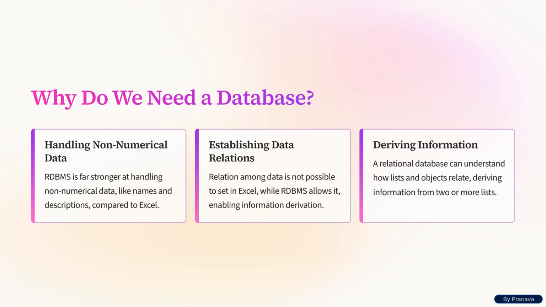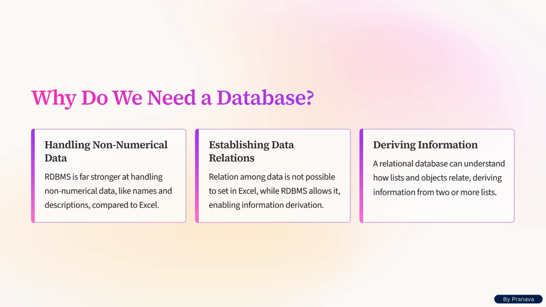An RDBMS, that is a Relational Database Management System, is far stronger at handling non-numerical data like names and descriptions compared to Excel. Excel is nothing but a user-friendly spreadsheet which collects only small data sets; it can do calculations and analyze the information given. But a database is not like Excel. Database and Excel have a very big difference. What is that main big difference? It is storing, managing, and querying. In Excel, only small data sets, small calculations, and a pinch of analysis can be done.